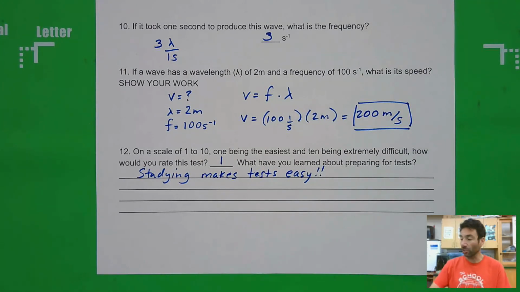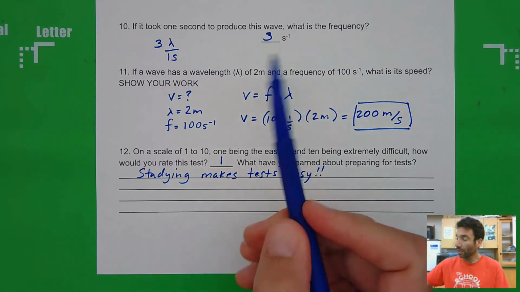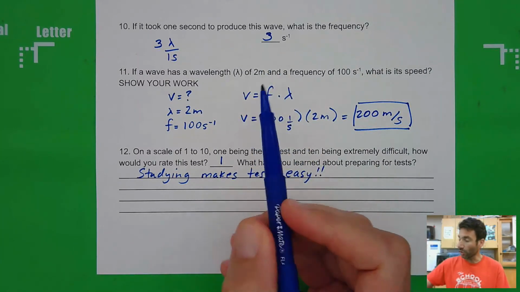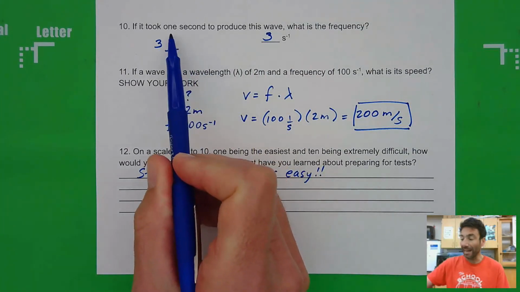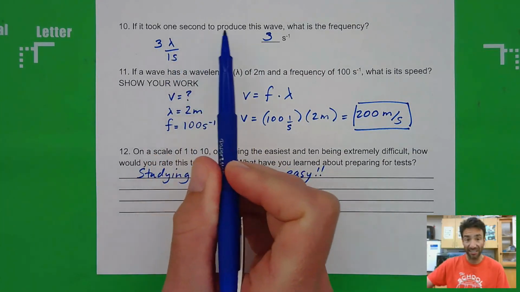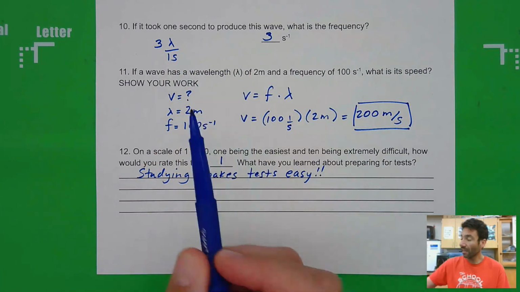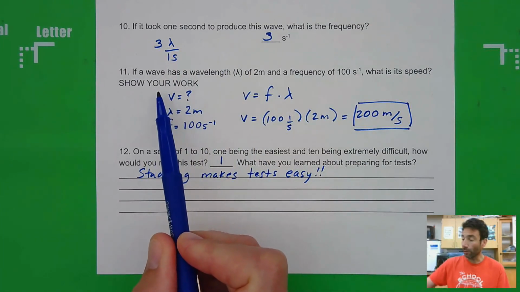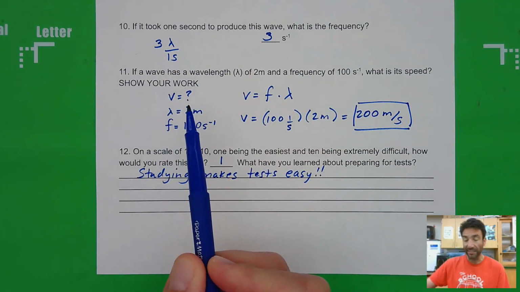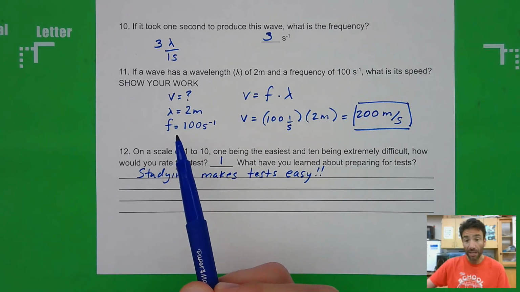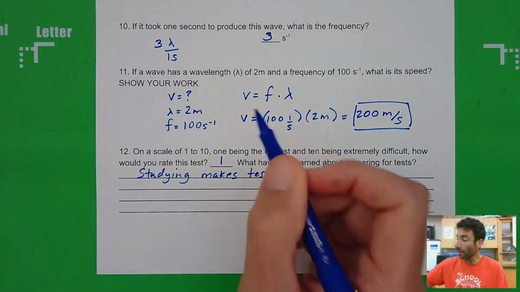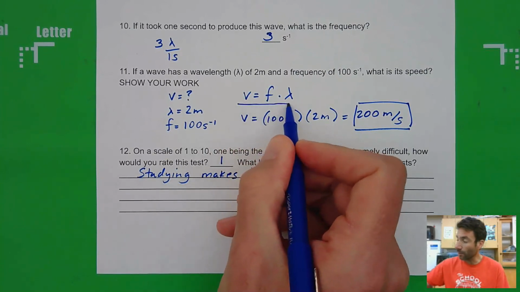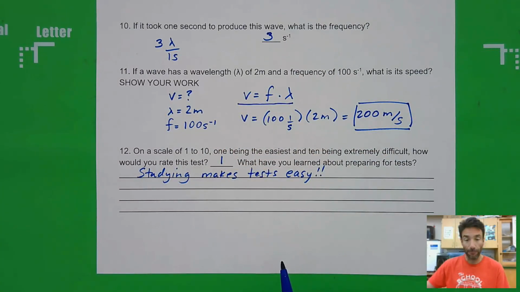Make sure that, especially for a question like number 10, that you are careful to look at how many seconds it takes. And for a question like number 11, write down the variables that you're given. Write down what you're being asked for. This is the way that we would arrange it if we were looking for velocity.